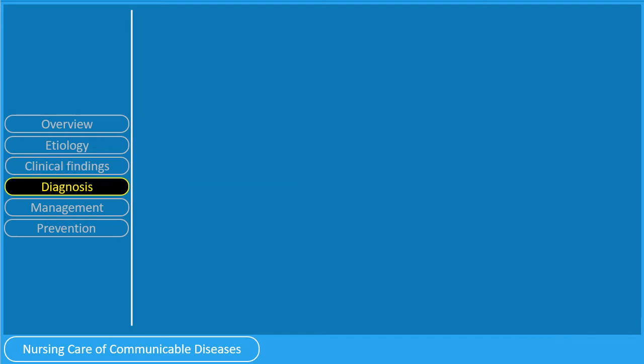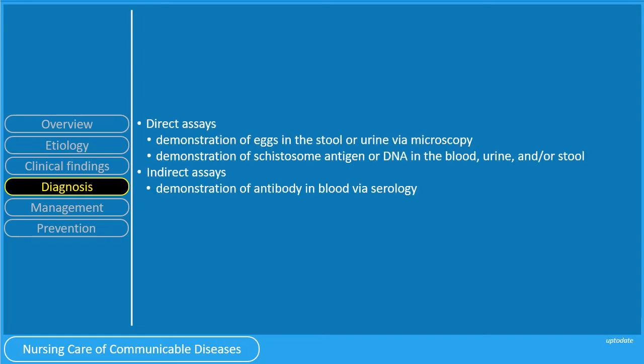The diagnosis of schistosomiasis requires detection of infection. Direct assays include demonstration of eggs in the stool or urine via microscopy, or demonstration of schistosome antigen or DNA in the blood, urine, and/or stool. Indirect assays include demonstration of antibody in blood via serology.